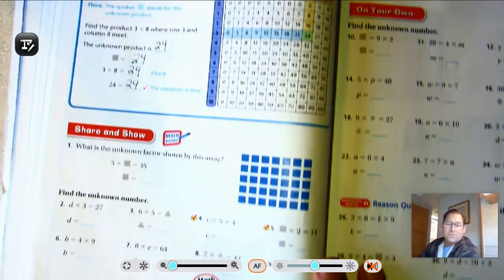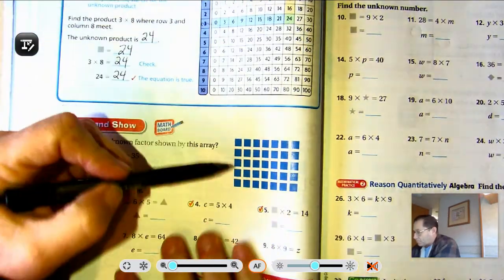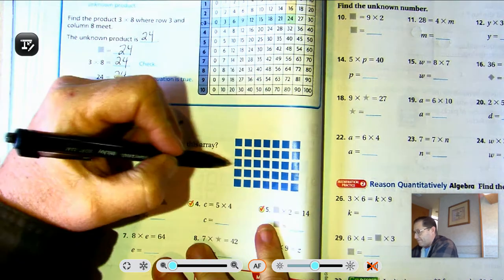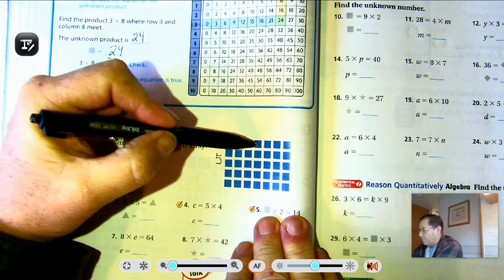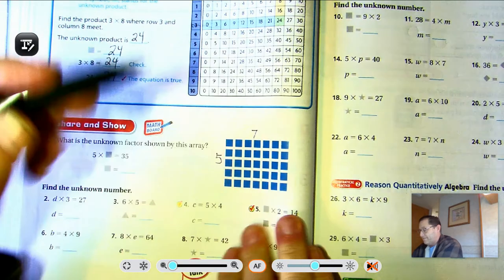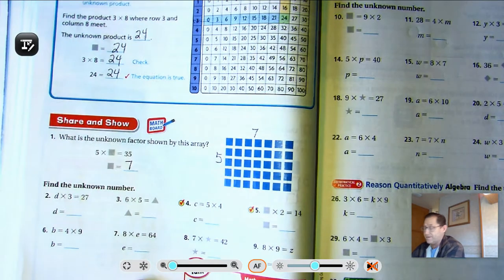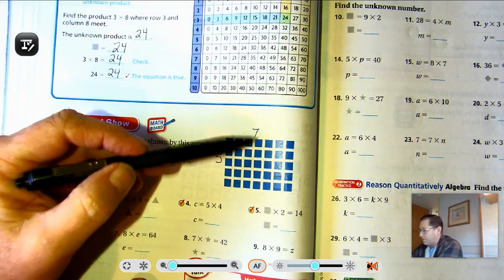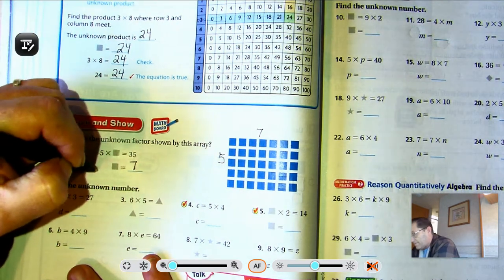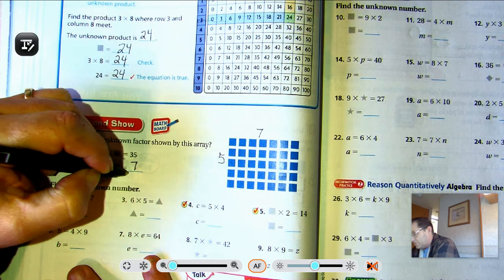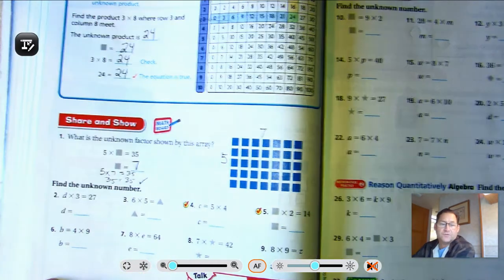All right, what is the unknown factor shown by this array? 1, 2, 3, 4, 5. So we have 5 rows of what? 1, 2, 3, 4, 5, 6, 7. 5 times 7 is 35. Let's see. 5, 10, 15, 20, 25, 30, 35. So 5 times 7 equals 35. 35 equals 35. So the equation checks.